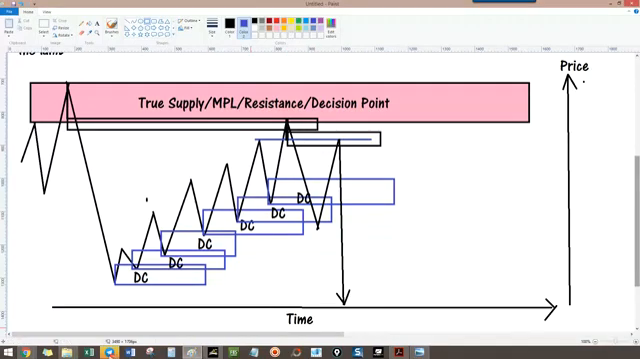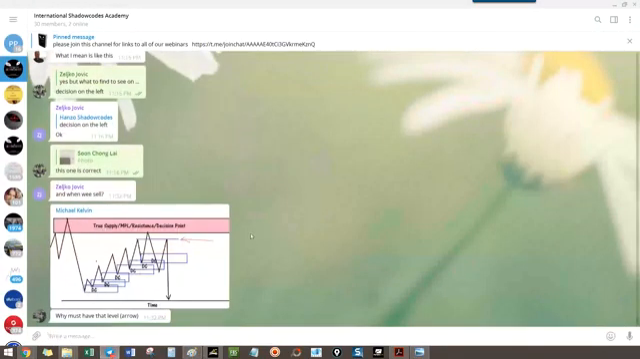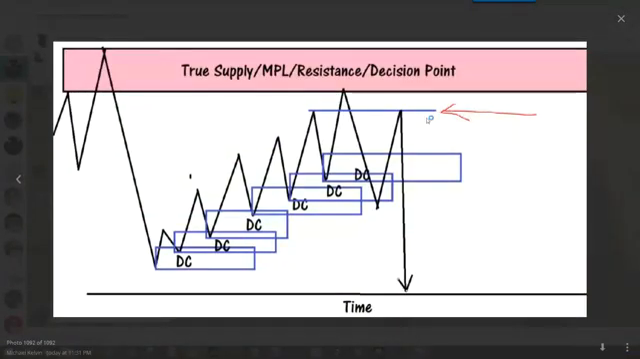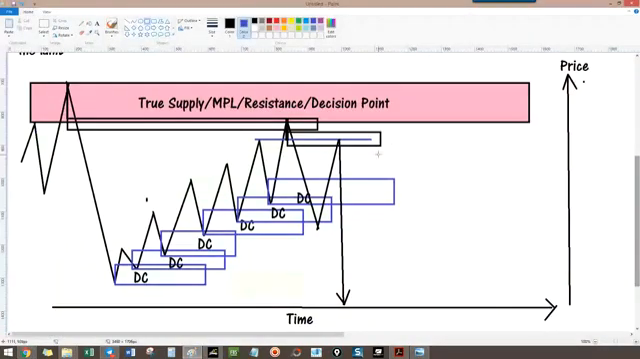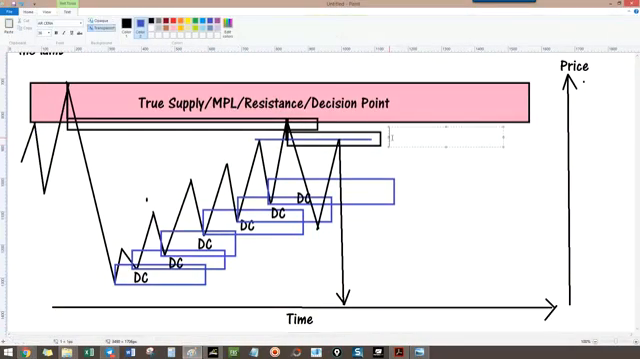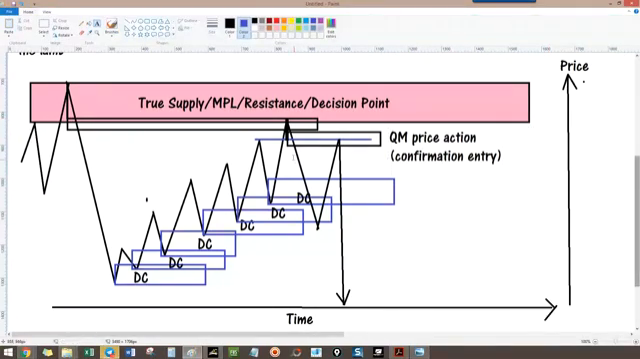Okay, so I see a question. Let's see. Why must we have that level? Which one? This time or this? Oh, that level. Okay. This is called QM price action. Safer entry, or confirmation entry. Okay, confirmation entry. So if you just trade on this QM, price can still go up.